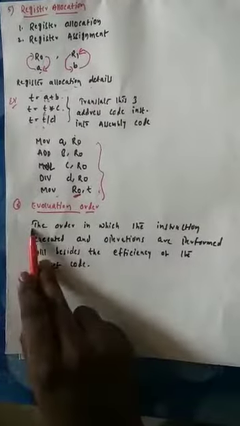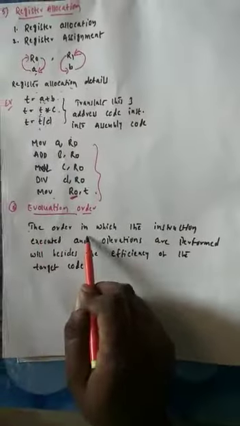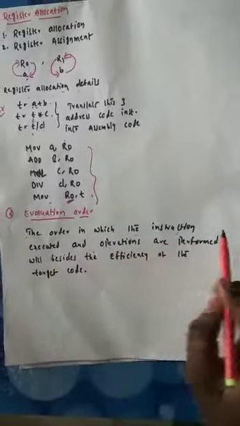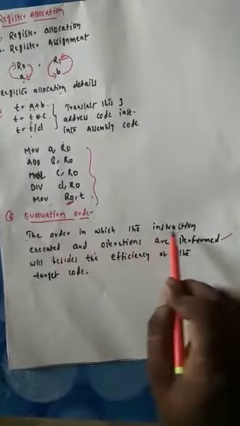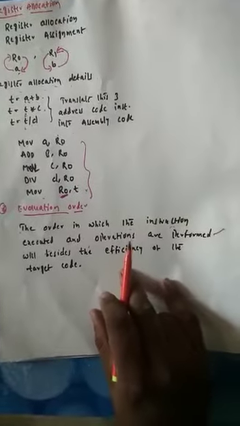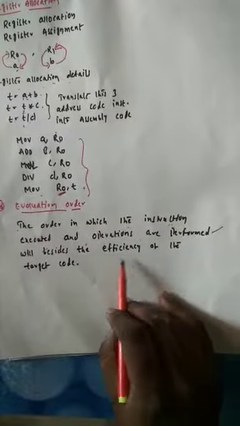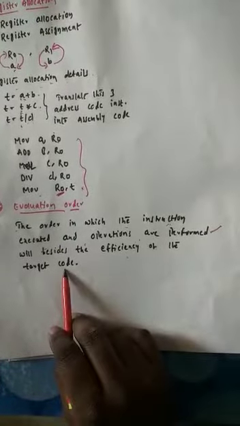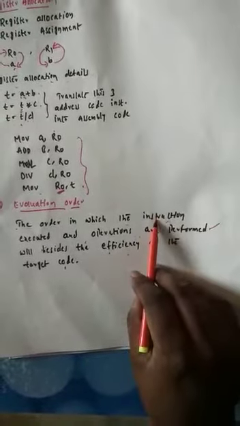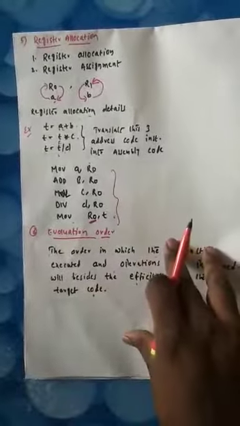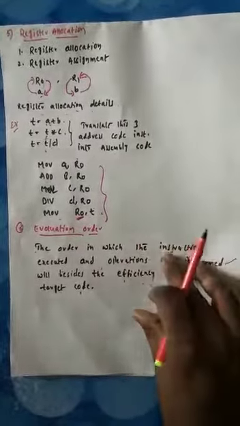And the last one is evaluation order. What is the evaluation order? The order in which the instructions are executed and operations are performed. How the instructions are executed and how the operations are performed depends upon the efficiency of the target code. Based upon the efficiency of the target code, the instructions are executed and the operations are performed. So this is the code generation. Thank you.